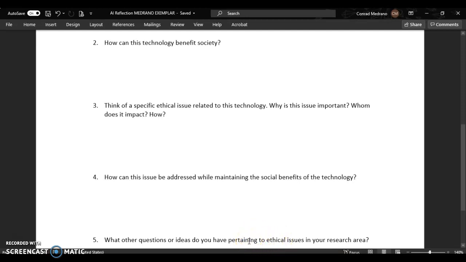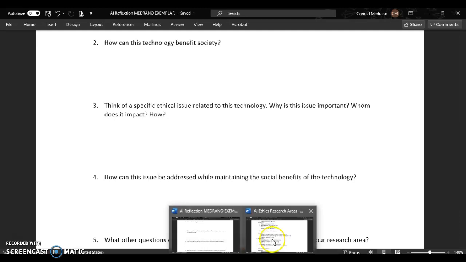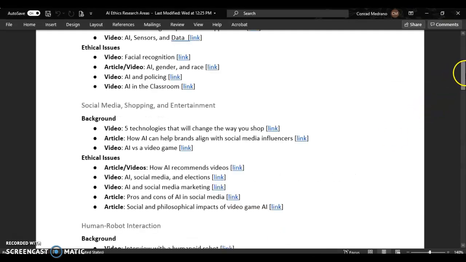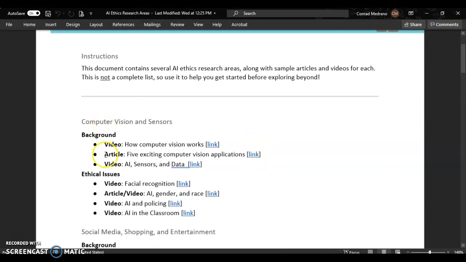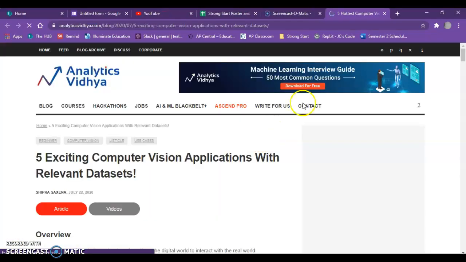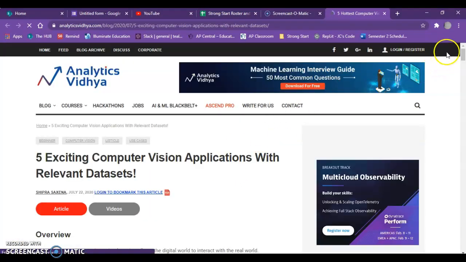So I'm previewing my questions so I know what to look for. First things first, let's just say computer vision. I watched the videos. Let me look at this article.